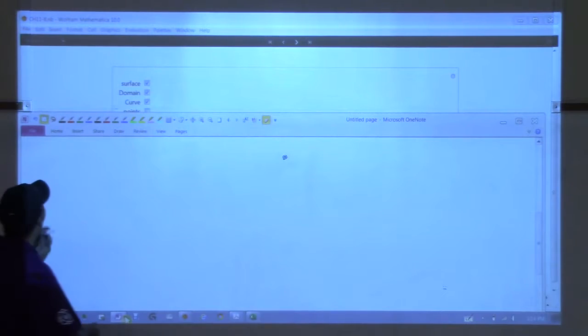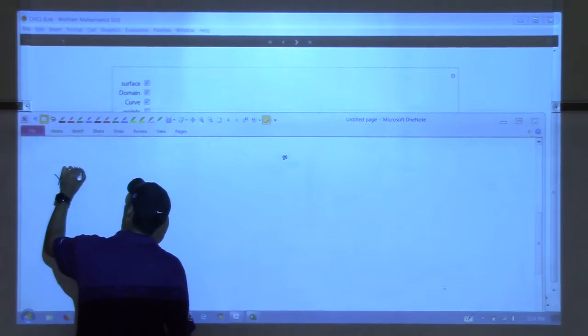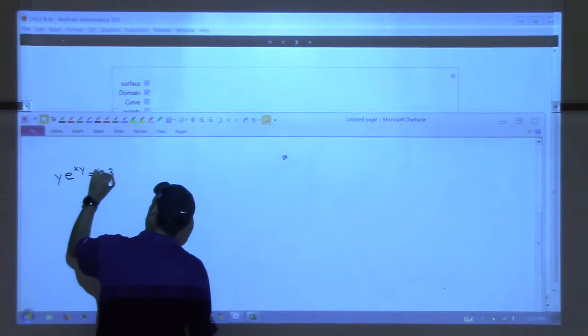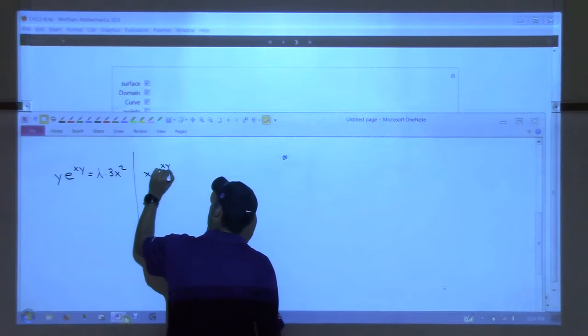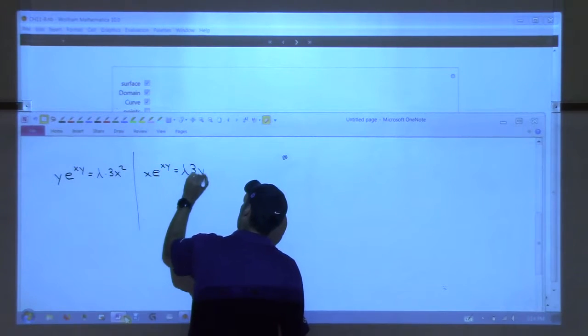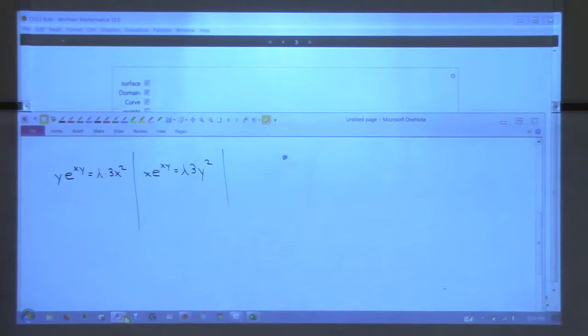Okay, I just want to set up those equations real quick again. It was y e to the xy equals lambda times 3x squared. That was our first equation. Then it was x e to the xy equals lambda 3y squared. And then we had our constraint. And so the approach that was used was, let's go after lambda. Okay, I just want to show you a different approach.